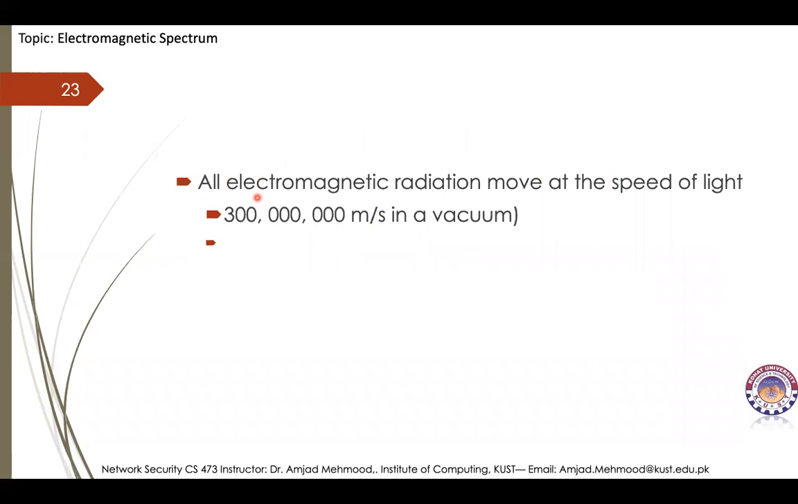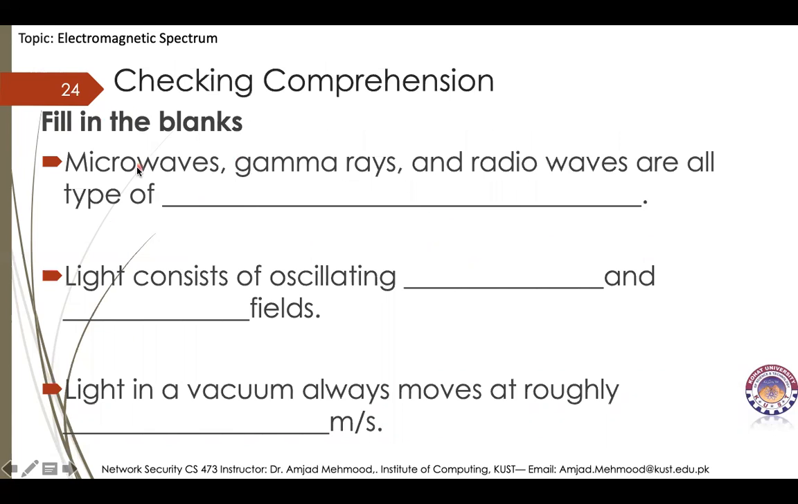All electromagnetic radiation moves at the speed of light. We can see that this is 3 million meters per second in a vacuum. So, fill in the blank. I just want to know that you have grasped whatever we have studied. Microwave, gamma rays, and radio waves are all type of blank. I think you know the answer to this blank.